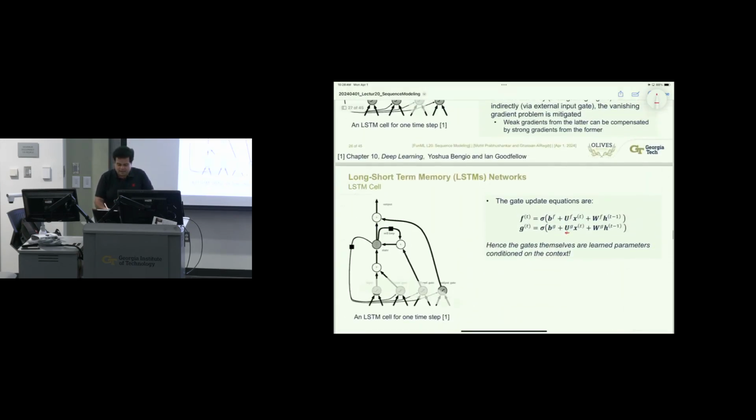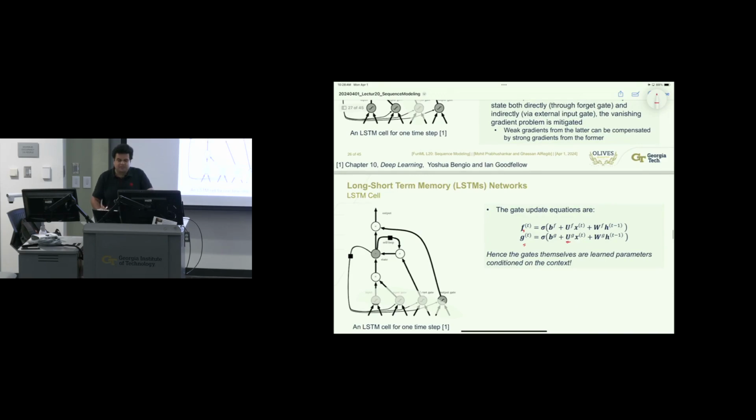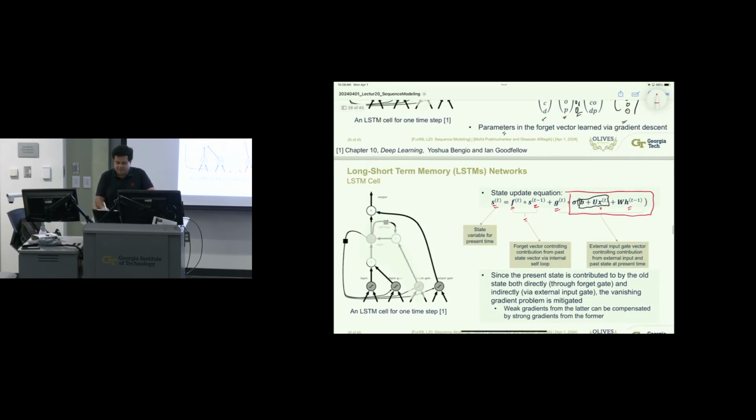So if I go back here, your F of T and G of T are two separate sets of parameters that we need to learn during gradient descent. What they're essentially doing is assigning a certain weight to my current input, which is your B plus UXT plus WHT minus 1. And then F of T is assigning a set of weights to S of T minus 1. And both of them are being added, right?